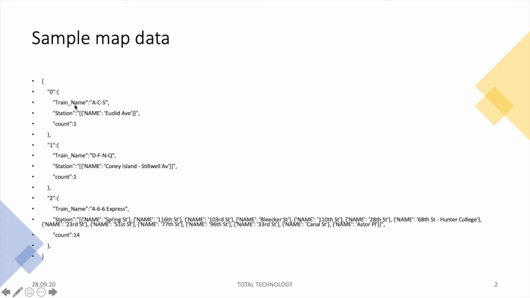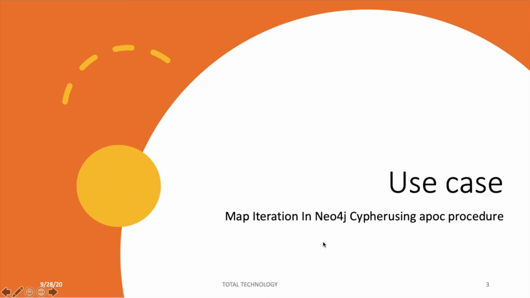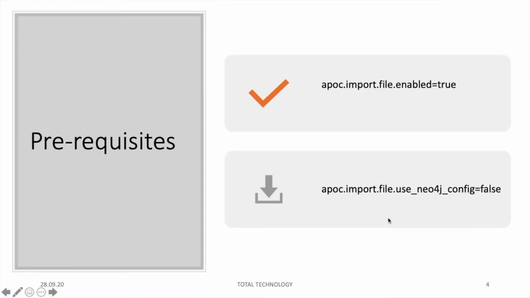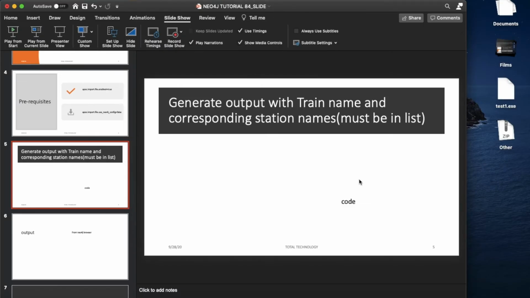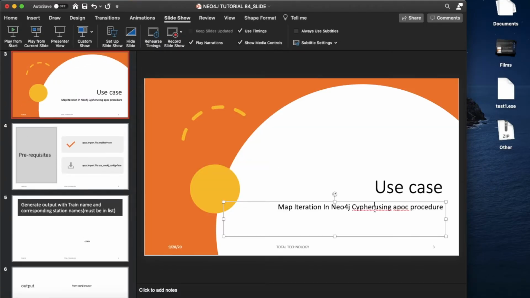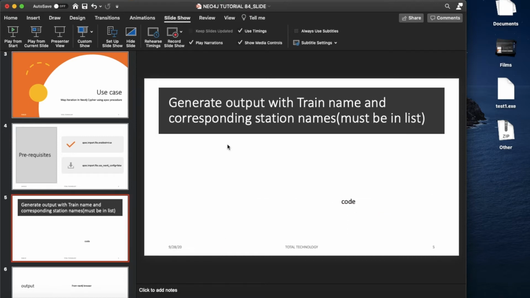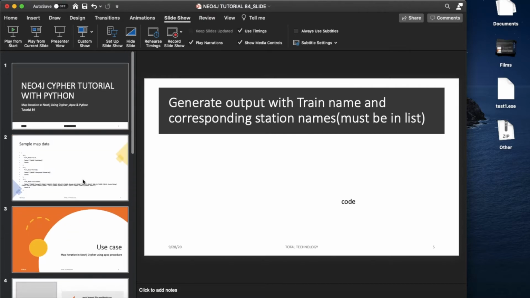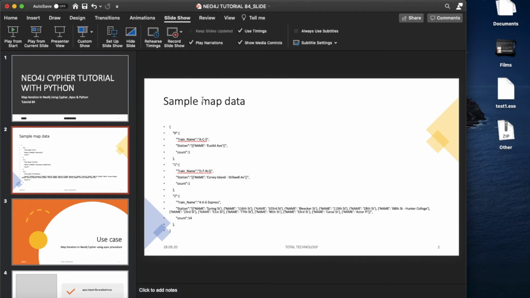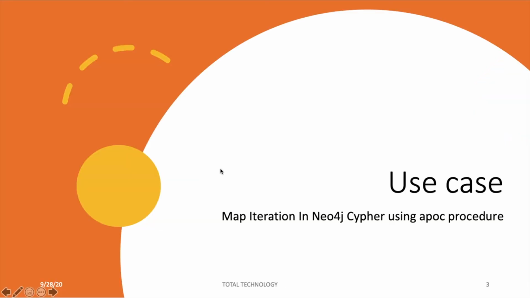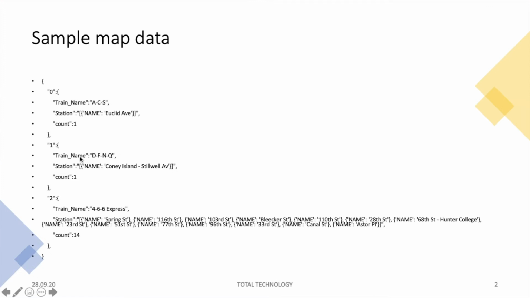For example, what we are trying to achieve, I'll show you, is map iteration using Neo4j Cypher. What we are trying to achieve: generate output with train name and corresponding station names, where the station names must be in a list. So from here I need to display something. There should be two columns. One column will contain the train name and one column will contain the station name, but in the station column the whole list of values should be there. If you don't understand, we need to iterate through this whole map, and after that you can display these things one by one. So we'll see how to do that.